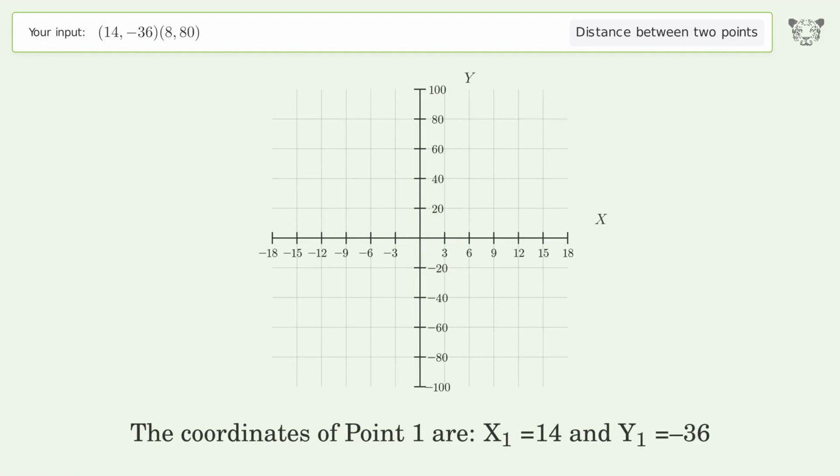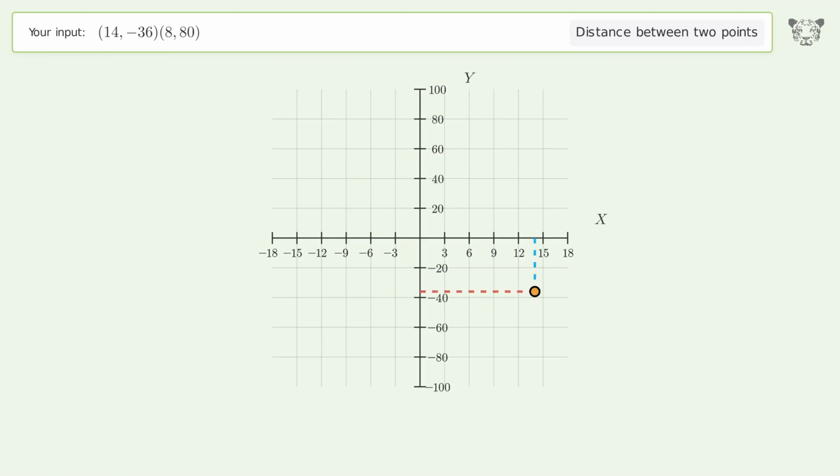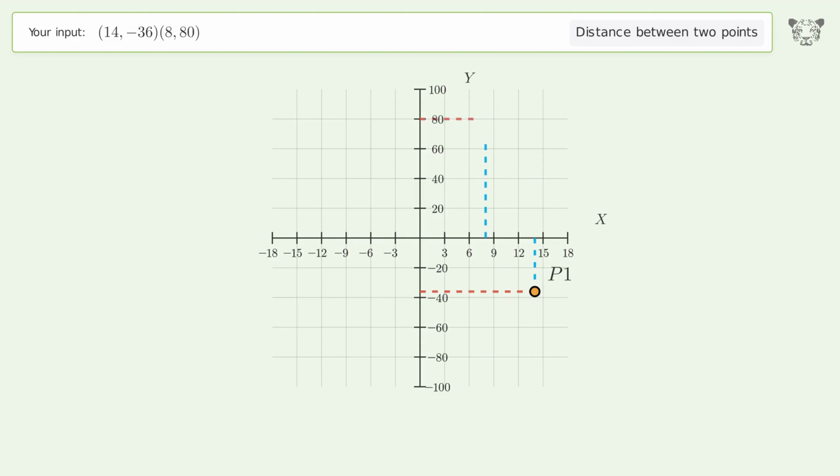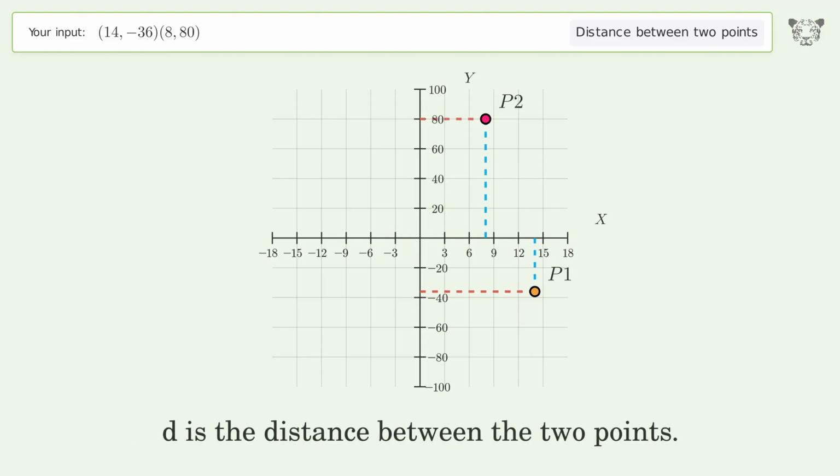The coordinates of point 1 are x1 equals 14 and y1 equals -36. The coordinates of point 2 are x2 equals 8 and y2 equals 80. D is the distance between the 2 points.